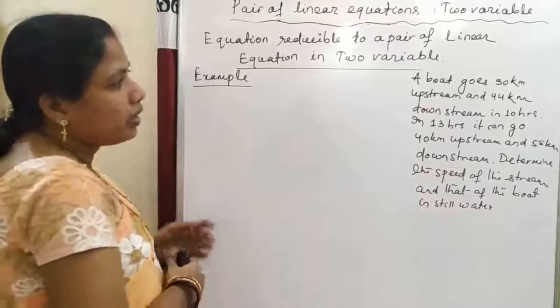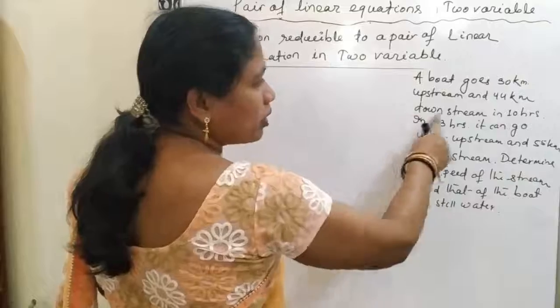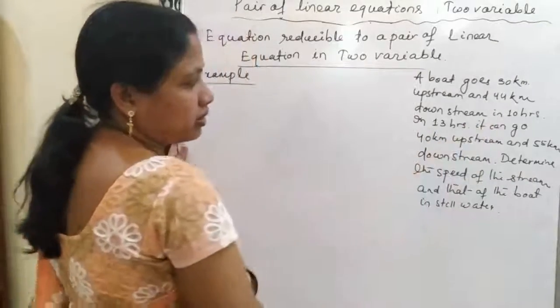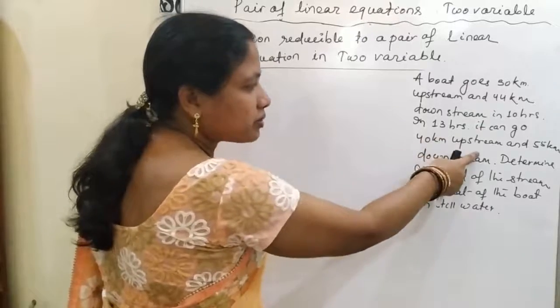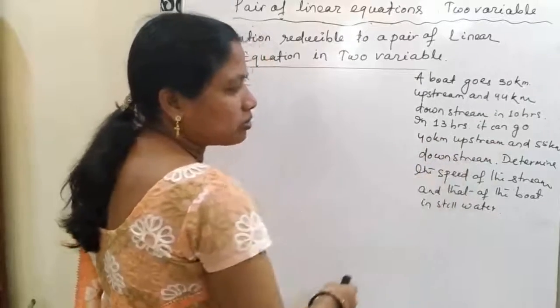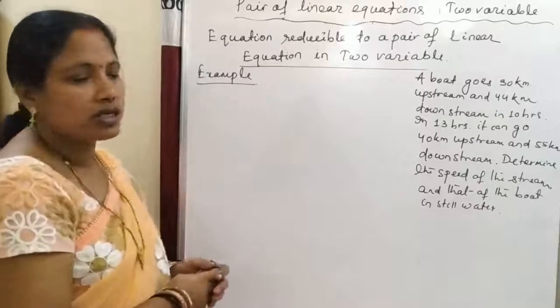Next example: a boat goes 30 km upstream and 44 km downstream in 10 hours, and in 13 hours, it can go 40 km upstream and 55 km downstream. Determine the speed of the stream and that of the boat in still water.